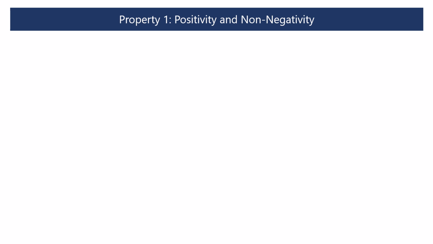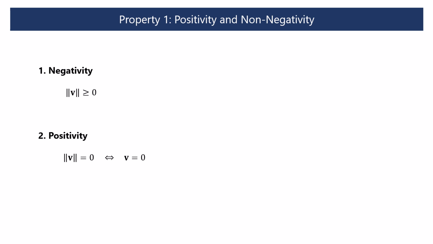This property is quite intuitive. For any vector v, its norm must satisfy the following conditions. Non-negativity. The length of a vector can never be negative. Positivity. The norm is zero if and only if the vector is the zero vector, that is, all its components are zero.